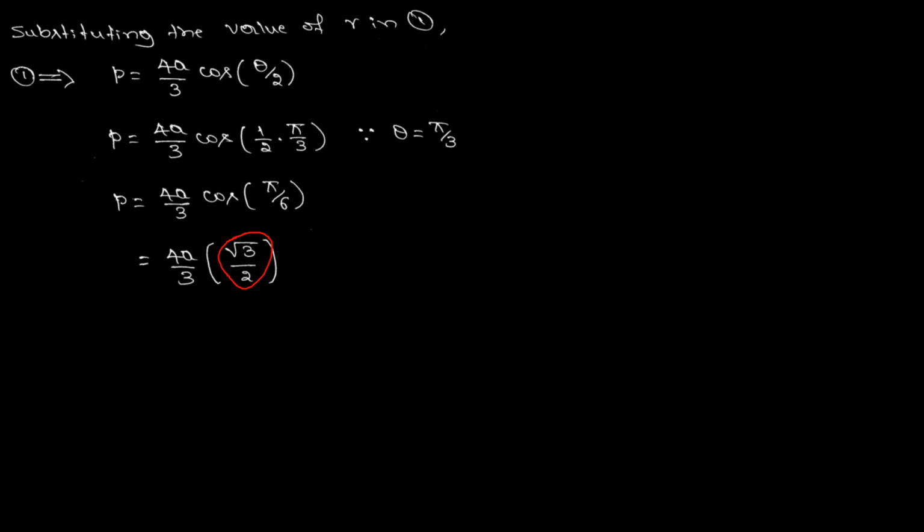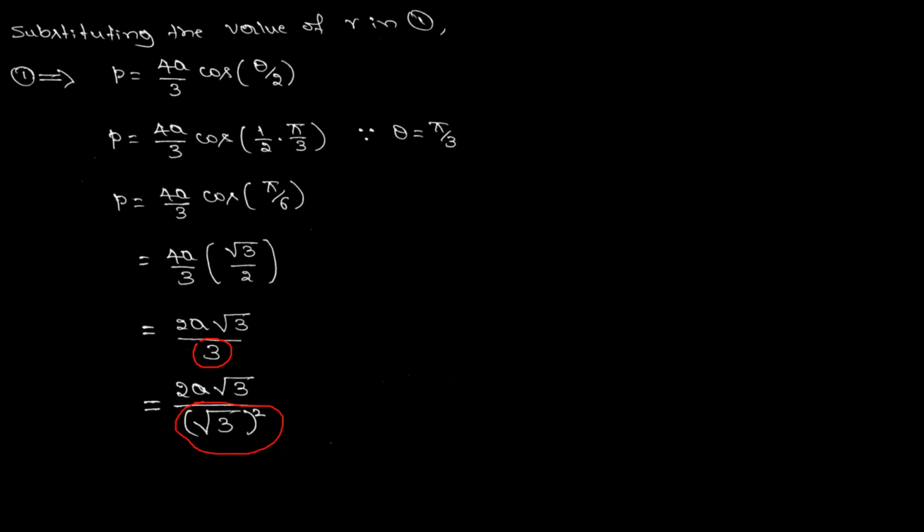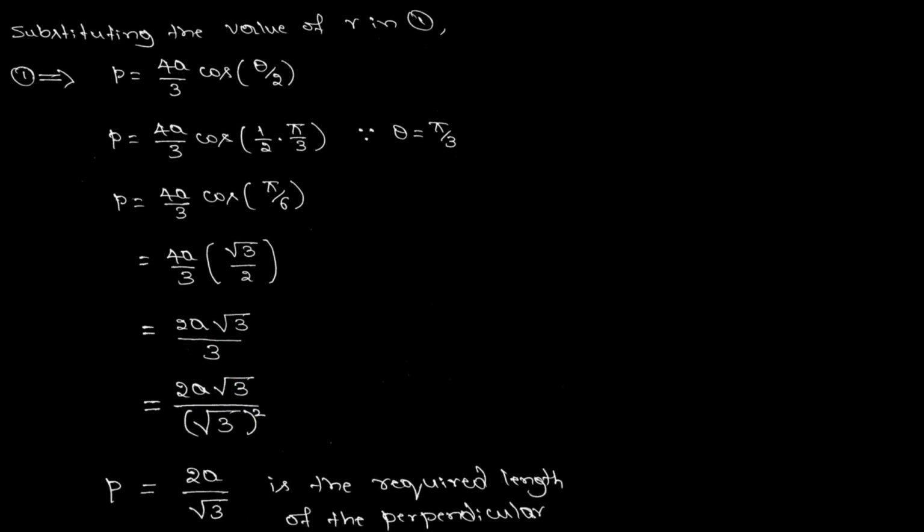After simplification, the 2s get cancelled. Then with further simplification, we can write this 3 as root 3 the whole square, so that we can cancel one root 3 with the numerator's root 3, and one root 3 will remain in the denominator. So the length of the perpendicular will be 2a by root 3. So this is the required length of the perpendicular. So this completes the problem.